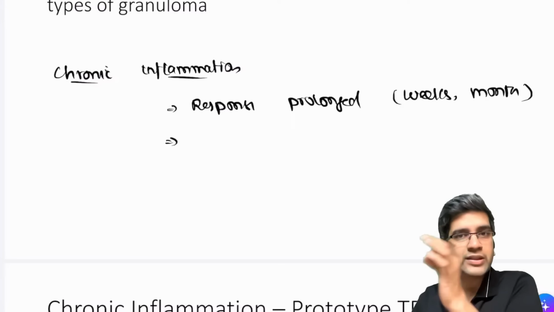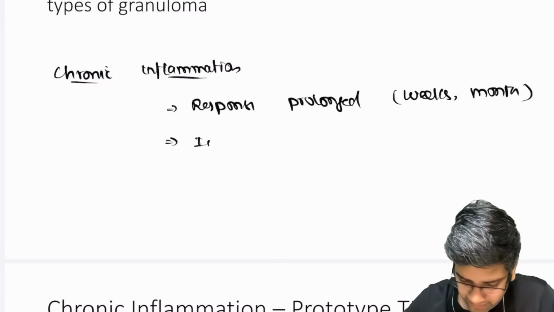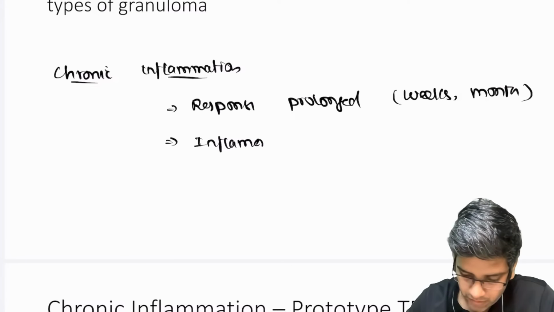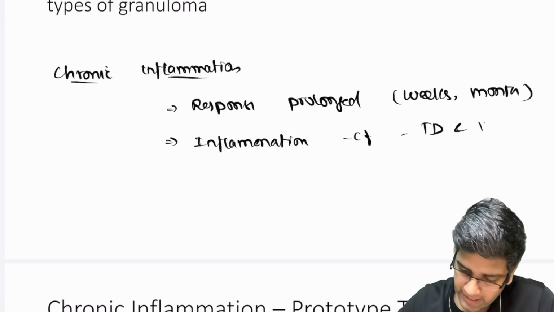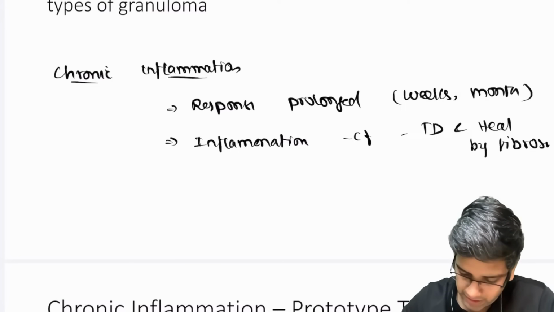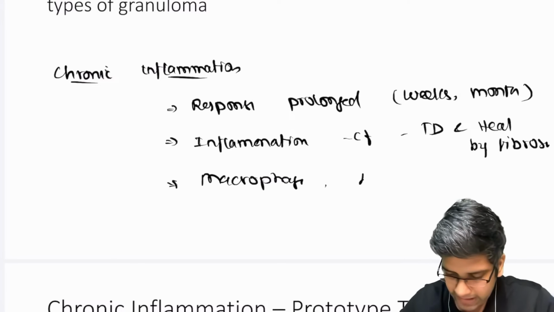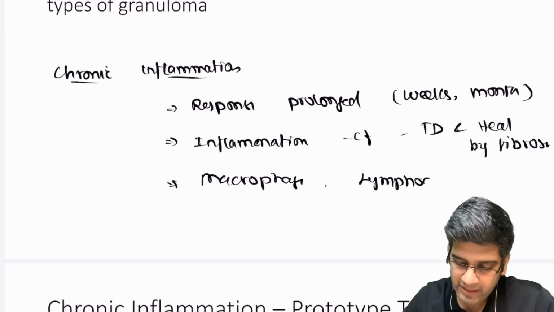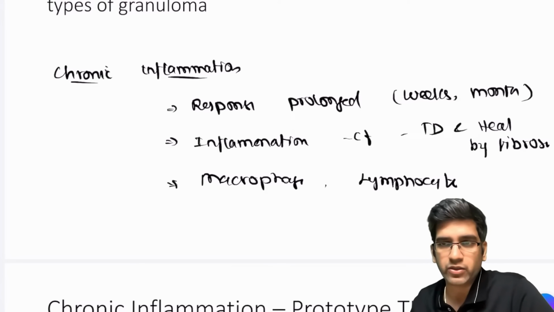During the inflammation, tissue injury and healing by fibrosis is the hallmark, right? So the primary characteristic feature is tissue destruction or tissue injury, and it will by default heal by fibrosis. And what's the cell of chronic inflammation? For me, the cell of chronic inflammation is undoubtedly the macrophage. Lymphocytes also, to some extent. If it's primarily an autoimmune disorder or virus, yes, I'll think of a lymphocyte. Otherwise, it's by default your macrophage. Fine.